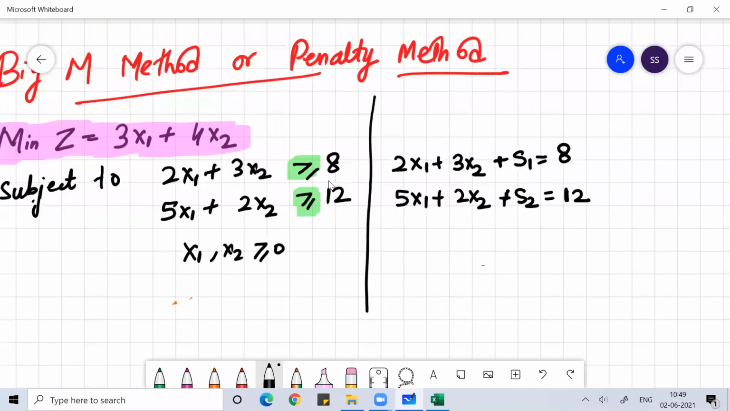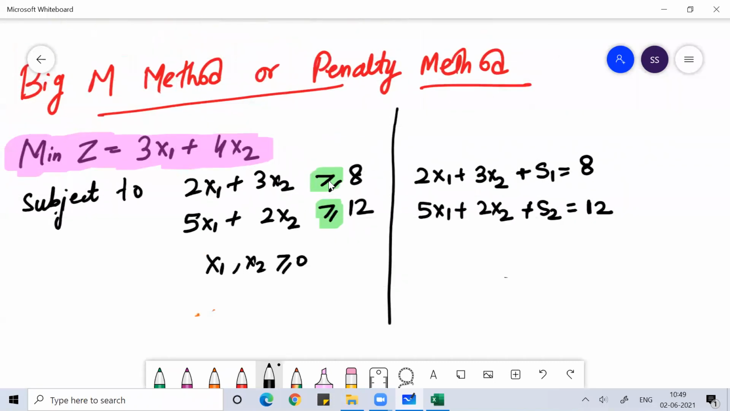Whenever you have a greater than or equal to sign, I'll write 2x1 plus 3x2 minus s1 is equal to 8, and then 5x1 plus 2x2 minus s2 is equal to 12. I hope you're understanding. And then your x1, your x2 would be greater than or equal to 0.